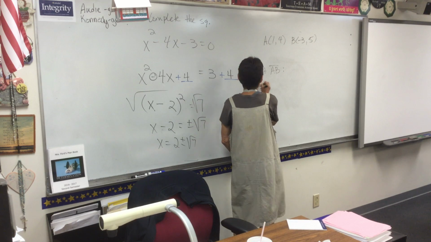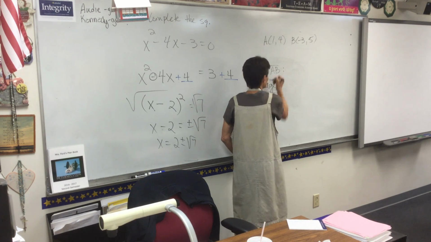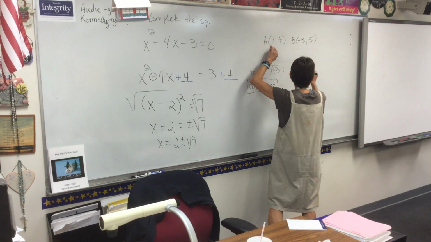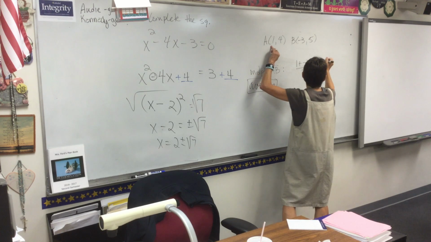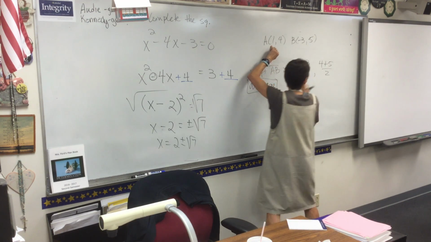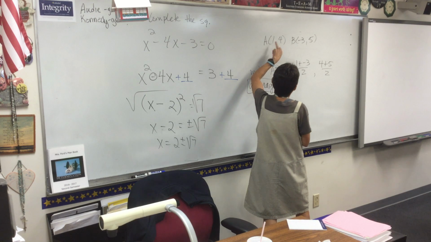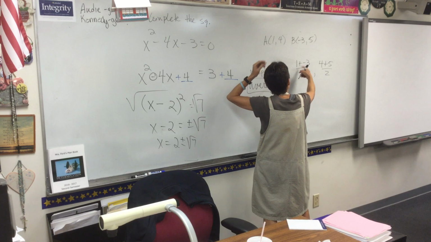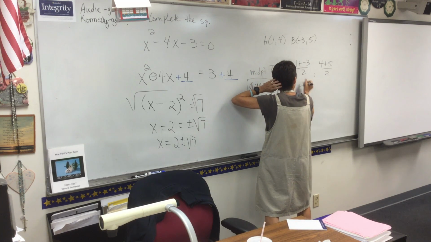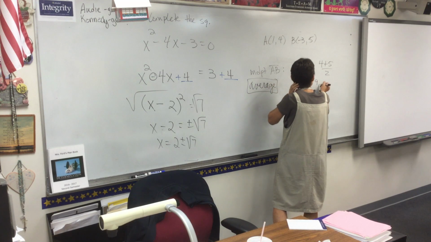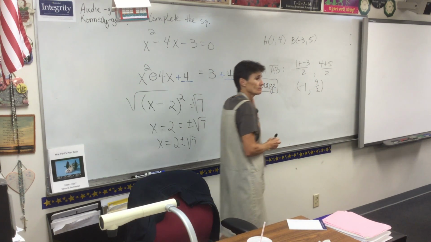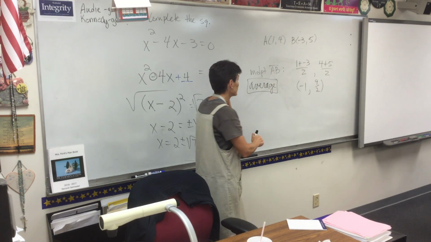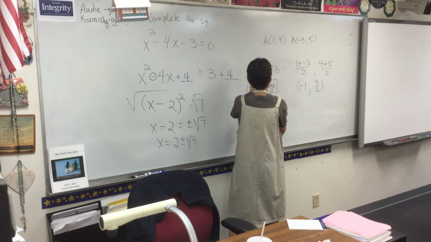Midpoint is average, and I'm going to write that word right down here so I don't forget. It's average. So 1 plus negative 3 divided by 2, and 4 plus 5 divided by 2. There's my midpoint. Add them and divide by 2. What's this? Is that negative 1? Yep. And 9/2? So somebody's quiz is going to have this question.